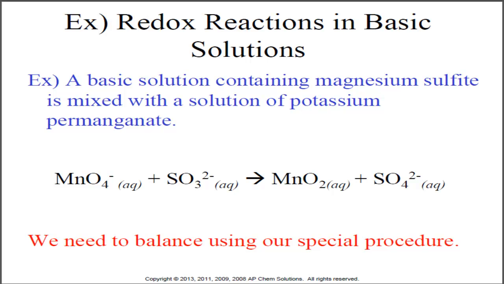So we know that because this is a basic solution, the permanganate is going to go to MnO2, and we know that the sulfite is going to go to sulfate. So the sulfur's oxidation number is going to increase from +4 to +6. So we have to use our half reaction balancing method to balance this equation.